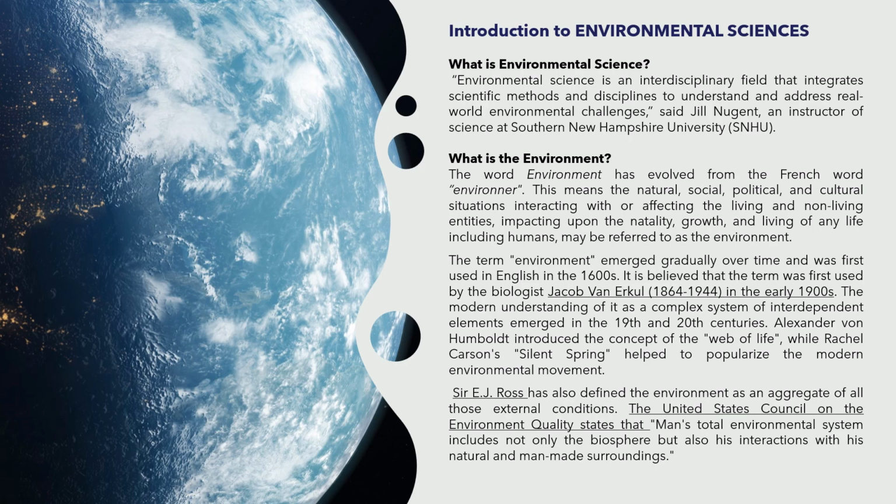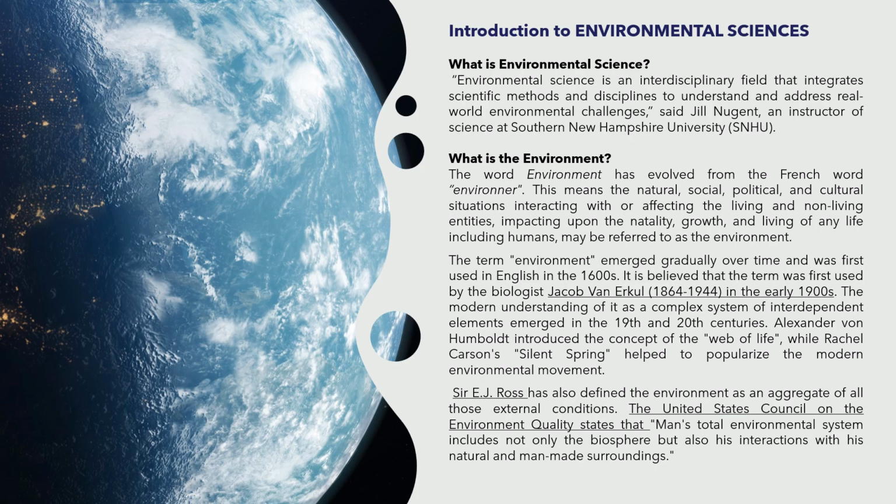There are several definitions of environmental studies, and a few of them we will be learning in this video. We will be starting with the definition given by Jill Nugent, who is an instructor of science at Southern New Hampshire University, who says that environmental science is an interdisciplinary field that integrates scientific method and disciplines to understand and address real world environmental challenges. That means it is an integration of different fields of science, social science, and several interdisciplinary fields of studies. So this integrated study will make us understand what the problems around us are, and if we understand the problem, we will be able to understand how to mitigate it, how to fight against the challenges, how to solve the problems, right?